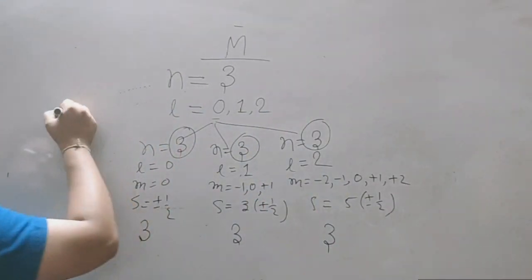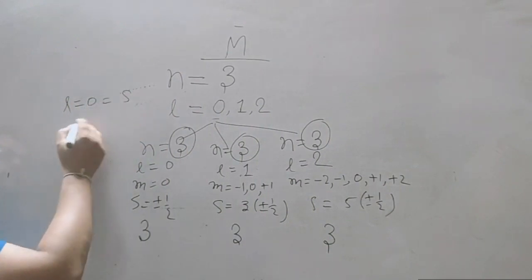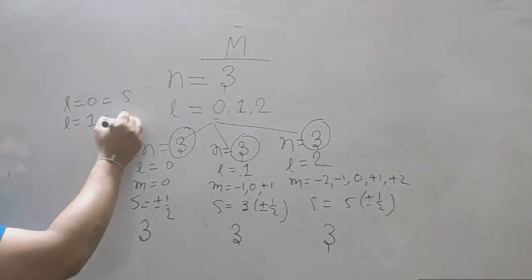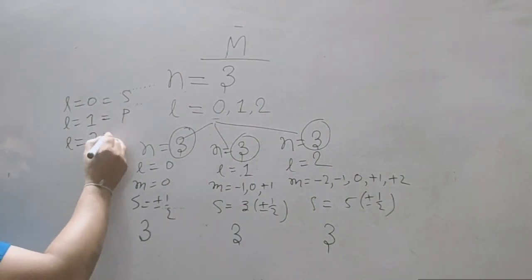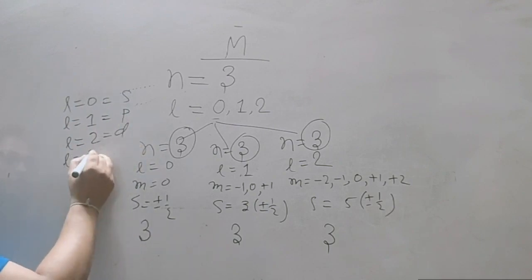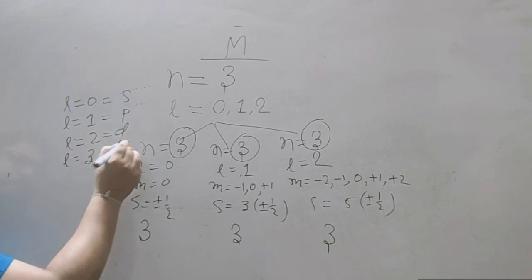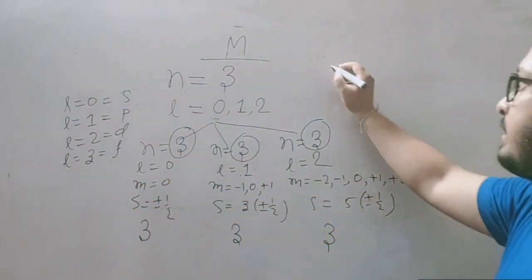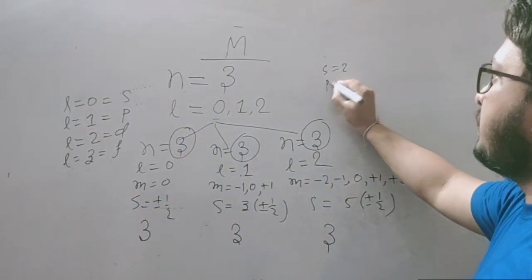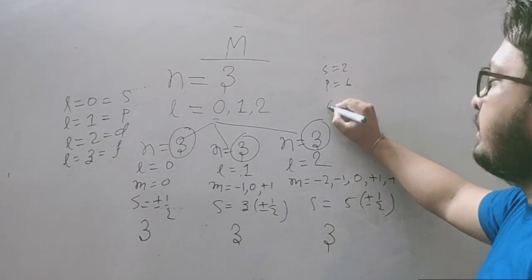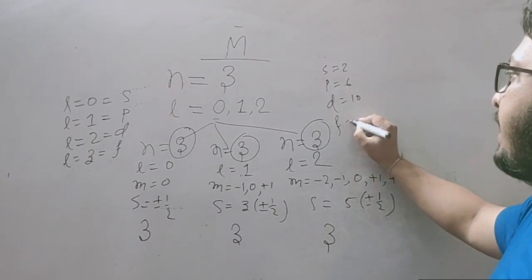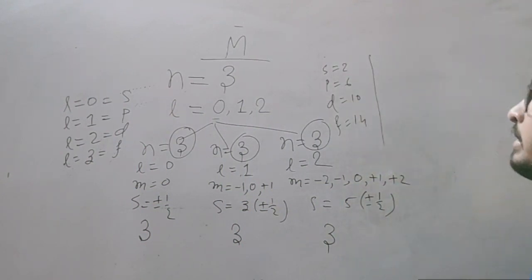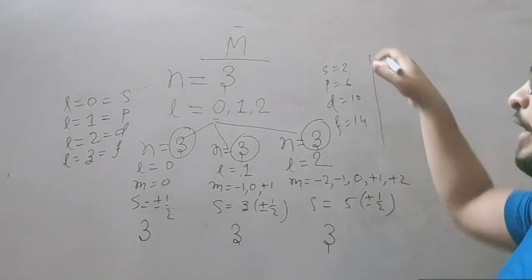For l is equal to 0, that means s. l is equal to 1, that means p. l is equal to 2, that means d. l is equal to 3, that means f. You have to remember, s contains only 2 electrons, p contains only 6 electrons, d contains 10 electrons, and f contains 14 electrons. This is fulfilled.